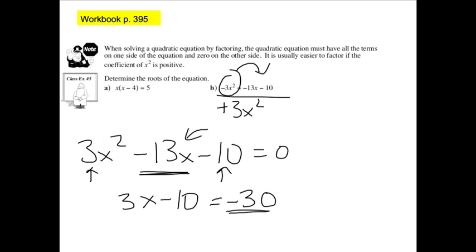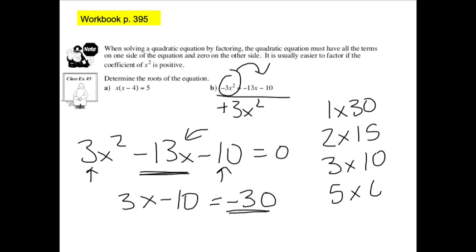Here's your choices. So we've got 1 times 30, 2 times 15, 3 times 10, 5 times 6. Since this here is negative, the bigger number better be negative as well. So I'm going to put negatives in front of all the bigger numbers. So 1 times negative 30, absolutely, but if you add those together, that's negative 29. That doesn't work. 2 times negative 15, well, that's negative 30, but if you add those together, 2 plus a negative 15, that is a negative 13, so that is the one you want.